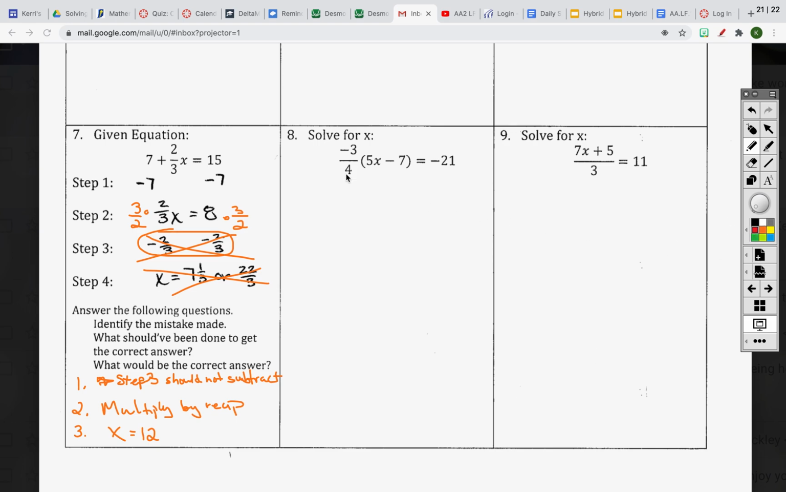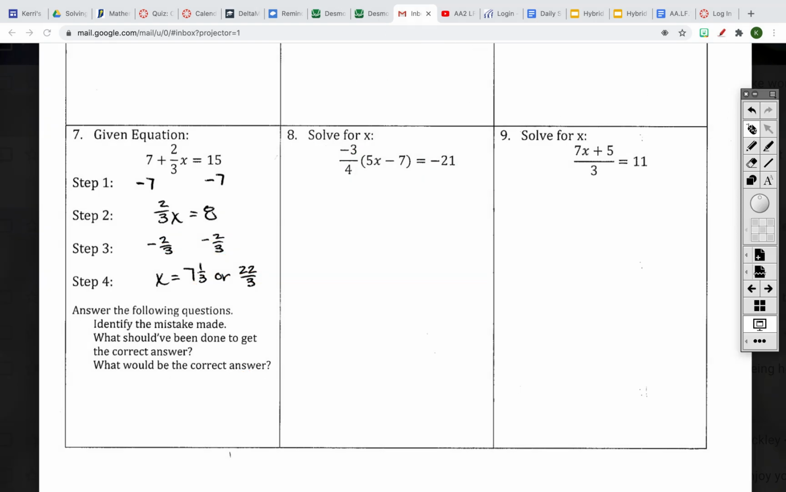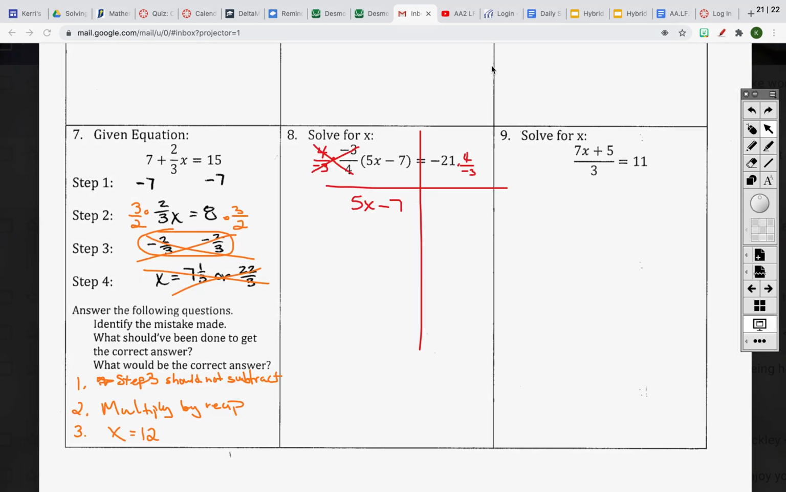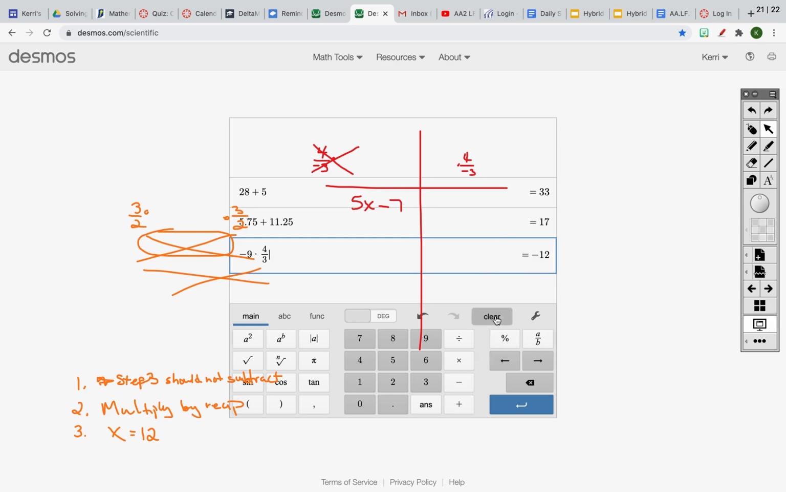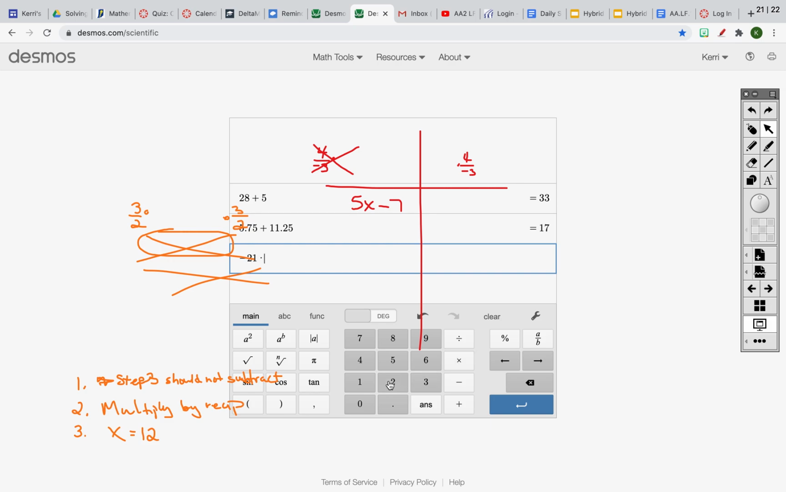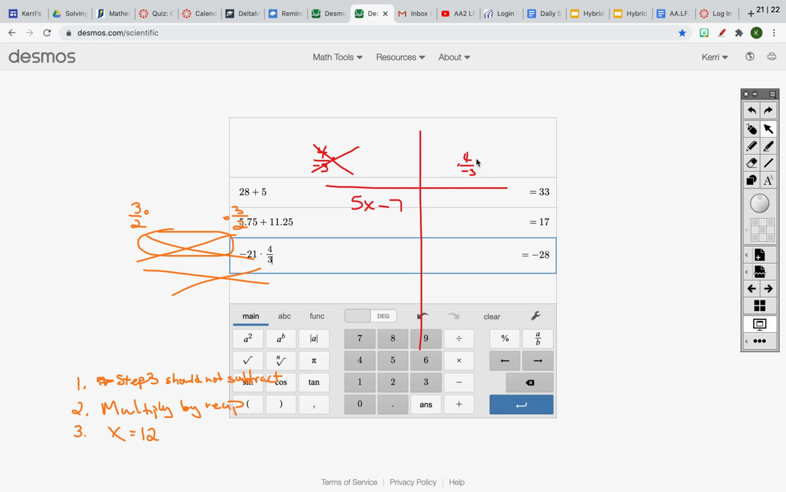Okay. I'm going to say multiply by the reciprocal first. That leaves us with, this cancels with this, so we are left with 5x minus 7 is equal to, then we put into our calculator, negative 21 times 4/3. Oh wait, but it's not 4/3. It's 4 over negative 3. So it is important that you put your negative in. And the answer is a positive 28.